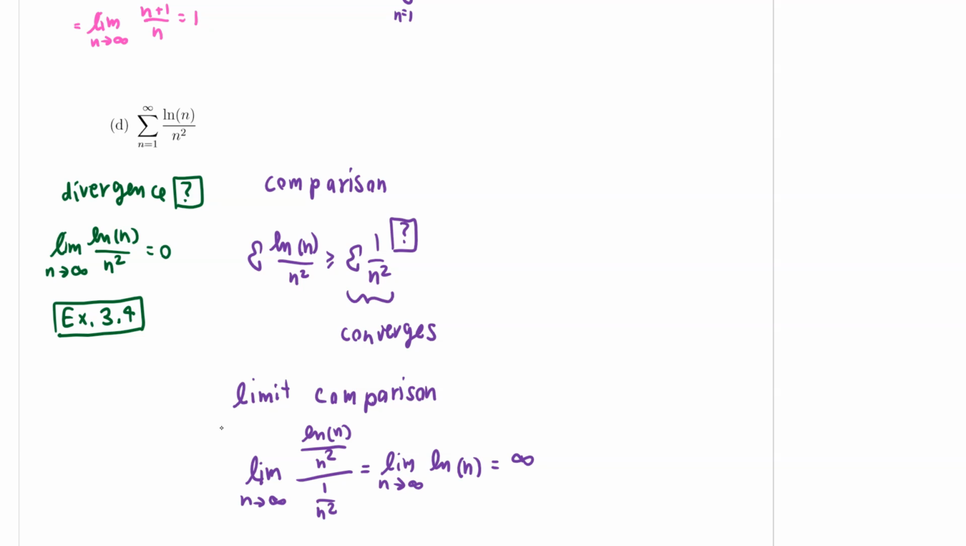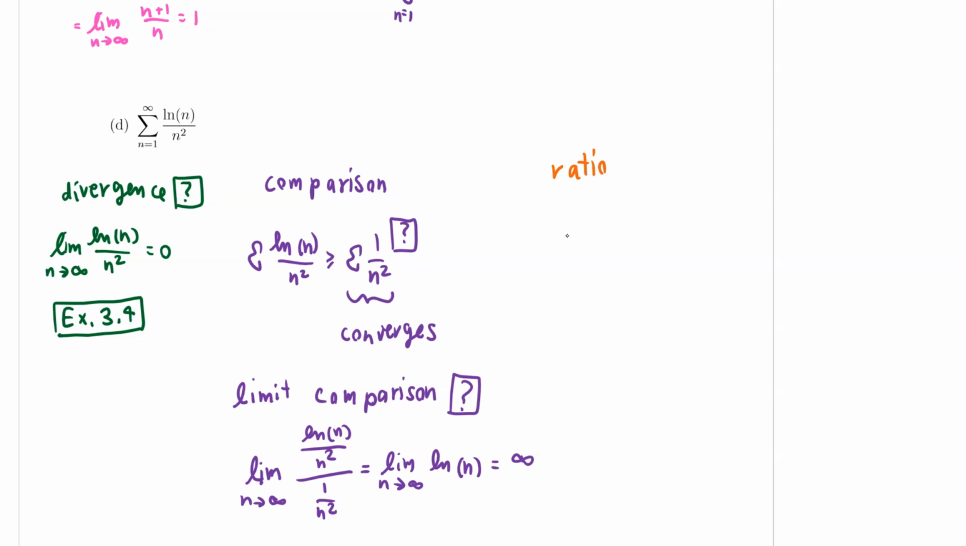So that means the limit comparison test with this series also doesn't work. The limit comparison test only works when this limit is a real number that is not 0. So if I get infinity, then that doesn't work. So let me try something else. Well, let's try the ratio test.